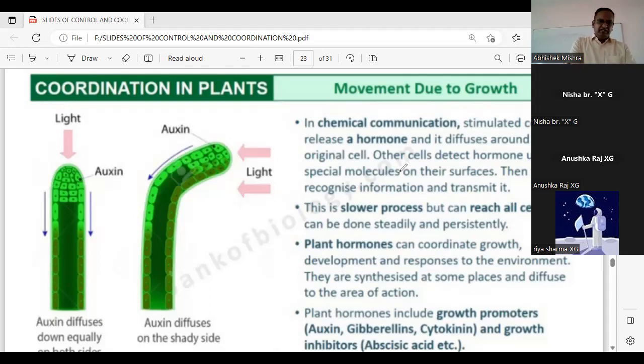This is through this: auxin gets deposited on the side away from the light, and that is why the part bends towards the light. The auxin is deposited on the side which is away from the light. Did you get it, students? Is this point clear to all?